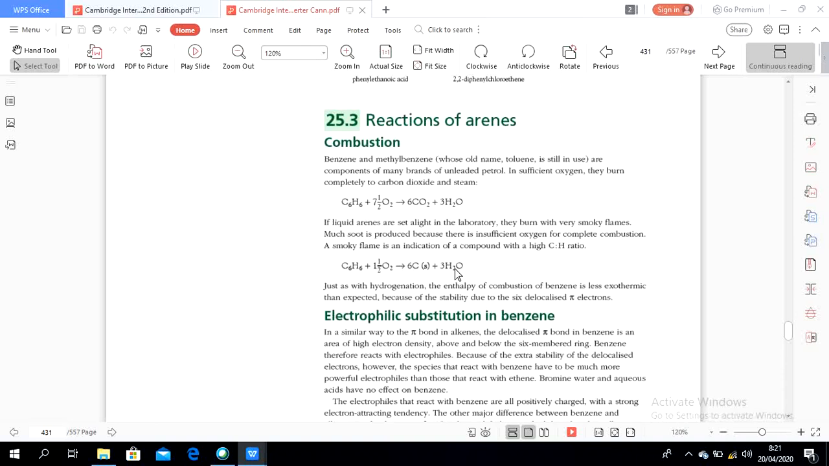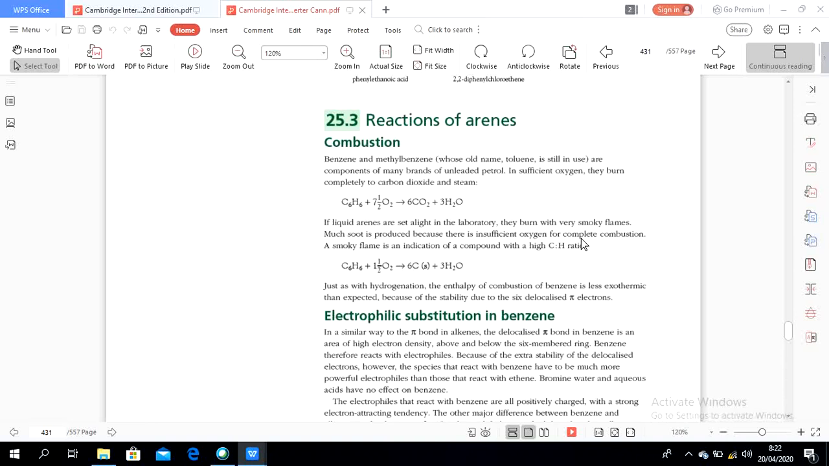And then the difference between benzene and other organic molecules in terms of combustion, there are two differences. The first, for benzene, the reaction is less exothermic. It does not mean it is endothermic. It is still exothermic. It produces heat energy, but the heat energy produced is less than the other organic molecules. And then the second, it requires a high amount of activation energy.